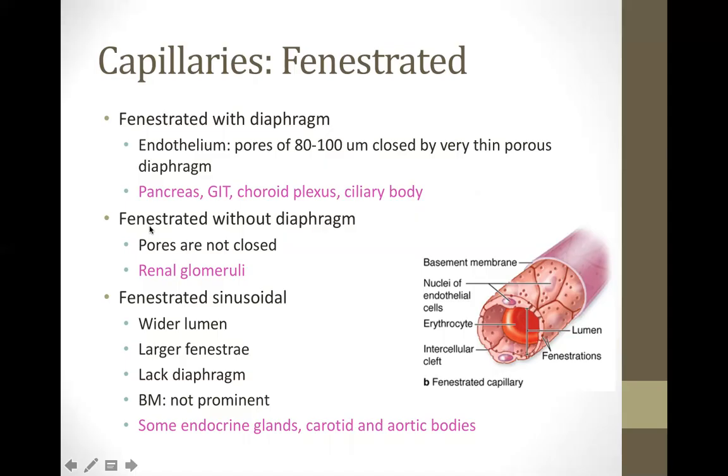Pero, when we say fenestrated type of capillary without diaphragm, pores are not closed. Why? Because the perfect example for a fenestrated type of capillary is the glomerulus. Would you imagine, ang function ng glomerulus is to filter, right? Is to filter blood. If ever ang pores mo hindi nakasara, hindi makapag-perform na maayos ang renal glomerulus. And its function is for filtration. No? Pag kinlose mo yan, baliwala ang renal glomerulus.